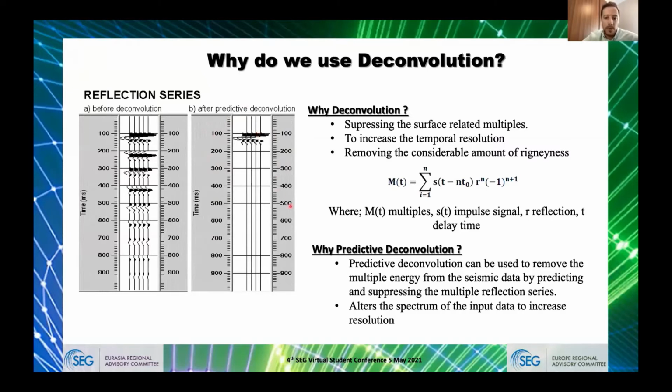So why do we use predictive deconvolution? Predictive deconvolution can be used to remove the multiple energy from the seismic data by predicting and suppressing the multiple reflections on it. It also alters the spectrum of the input data to increase the resolution. It is almost always applied to marine seismic data, even though you can use predictive deconvolution on land seismic data too.